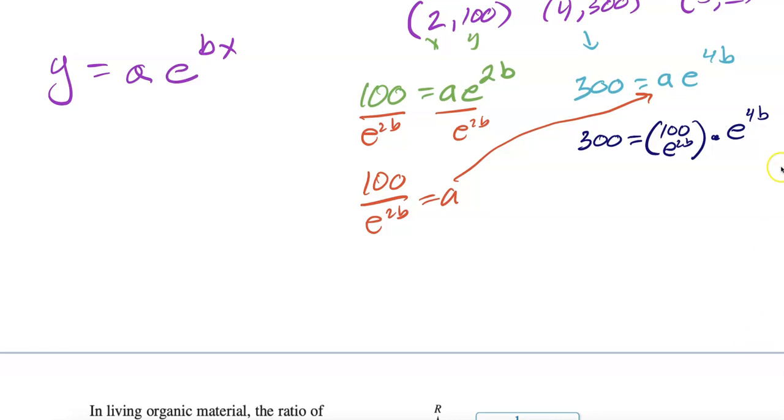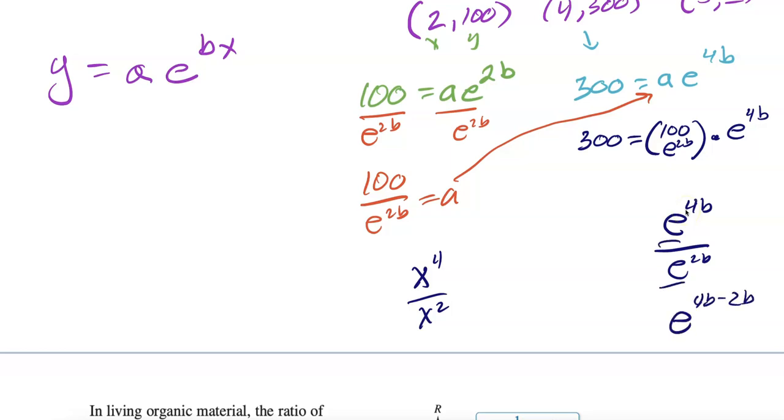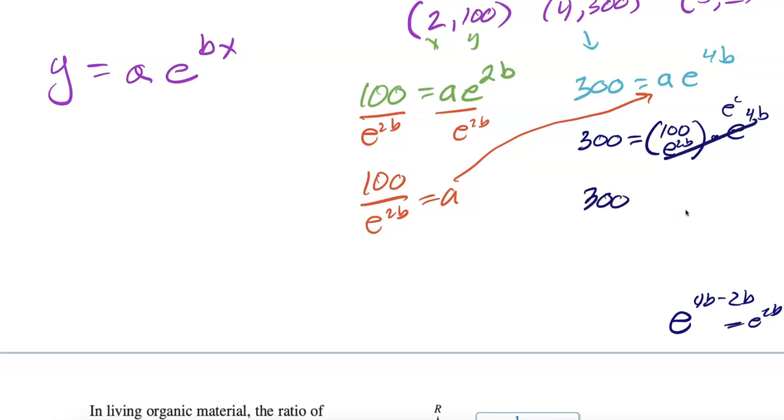What happens is right here they reduce, since they have the same base. It's e to the 4b divided by e to the 2b, which is just like having x to the 4th over x squared. You just subtract, right? You go 4 minus 2. Same thing here, since they're the same base, that's going to be e to the 4b minus 2b, which is e to the 2b. So that's what's going on there. This is going to be 300, and these reduce to e to the 2b, so we get 100 e to the 2b.